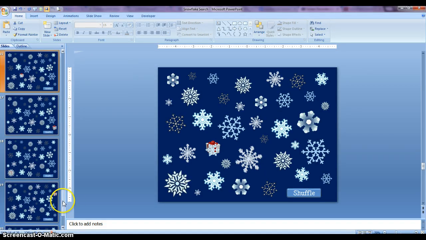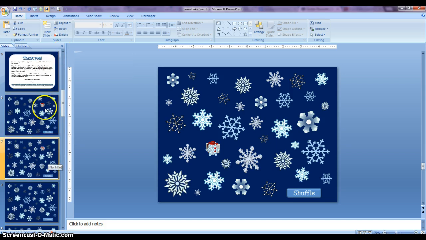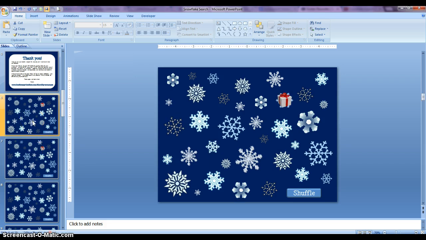Anyway, with that in mind, I do want to point out that just in case you happen to notice that slides 6 and 7 are the same, that's on purpose. It needs to be that way, so don't delete either one of those.